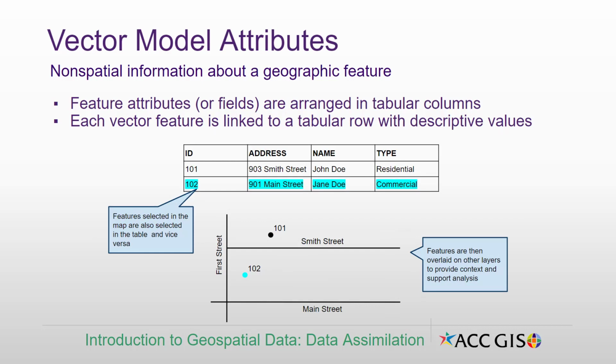The vector model allows for attributes in which non-spatial information is stored about the geographic features. Feature attributes are arranged in tabular columns. So it's basically the tabular data model, the difference being that each vector feature is linked to a tabular row with descriptive values. So in the example below, you can see there's a map that includes address locations 102 and 101. The point feature 102 is highlighted, and the corresponding record in the table is highlighted as well. So that particular address location, 102, is at 901 Main Street, is owned by Jane Doe and is a commercial establishment.